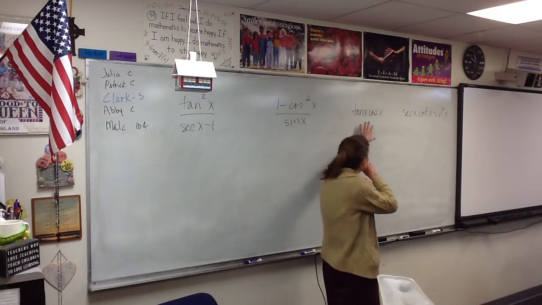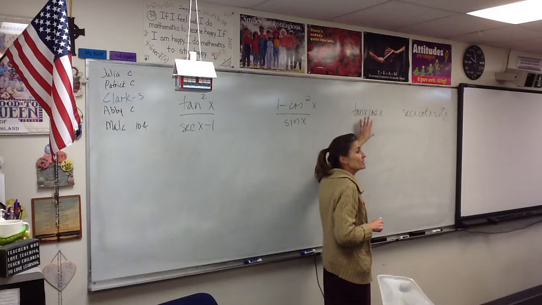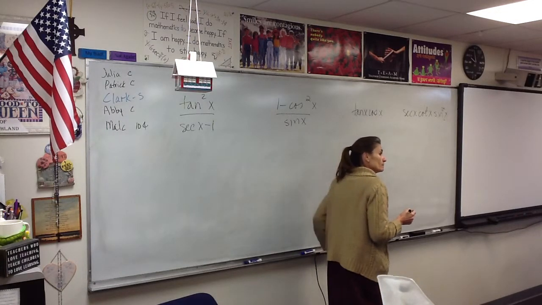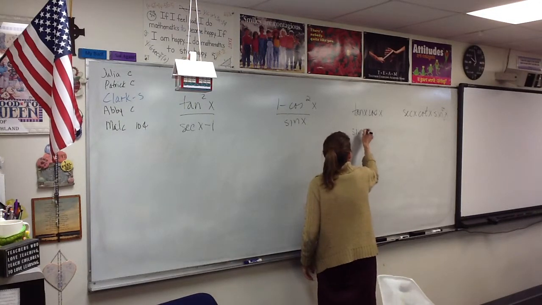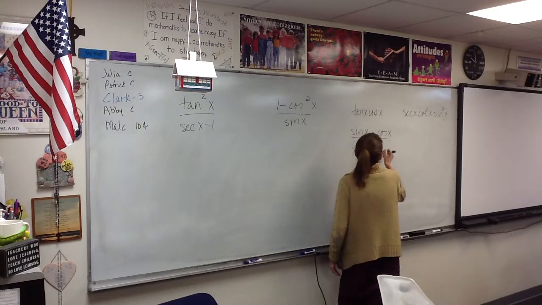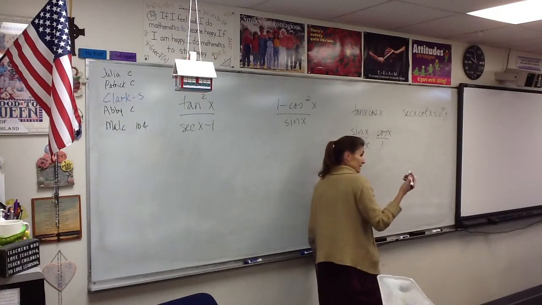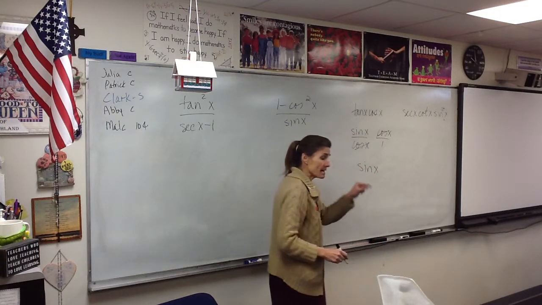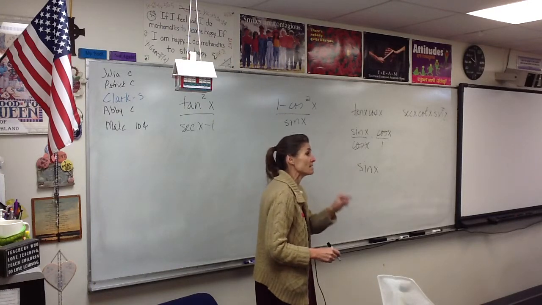This one right here is very easy. Jack, what was your thought on this one? Tangent is sine over cosine. And when I multiply that by cosine over 1, these cancel and leave me with just sine. Simplifying complex trigonometric expressions can be difficult.